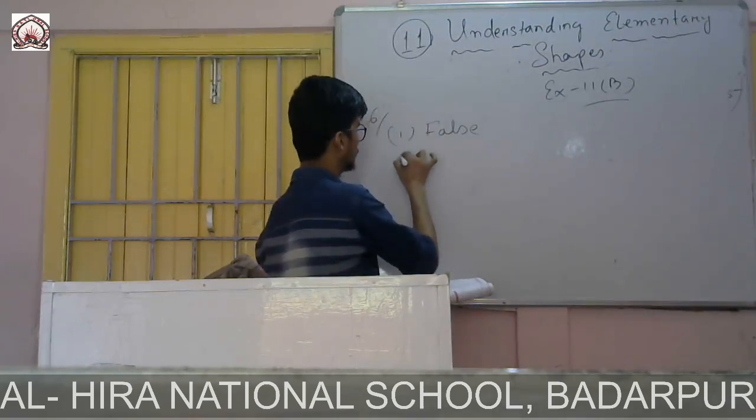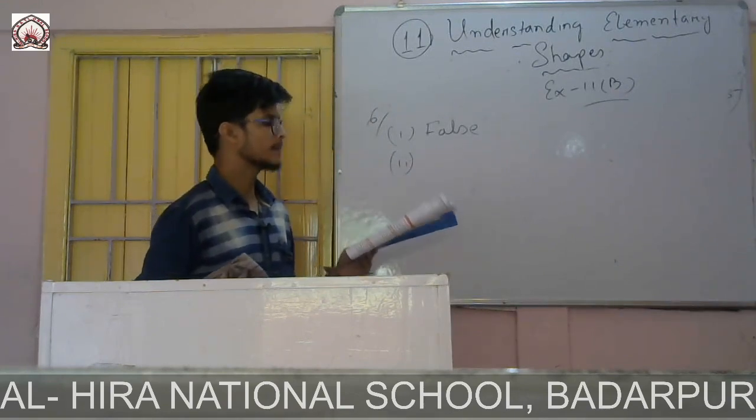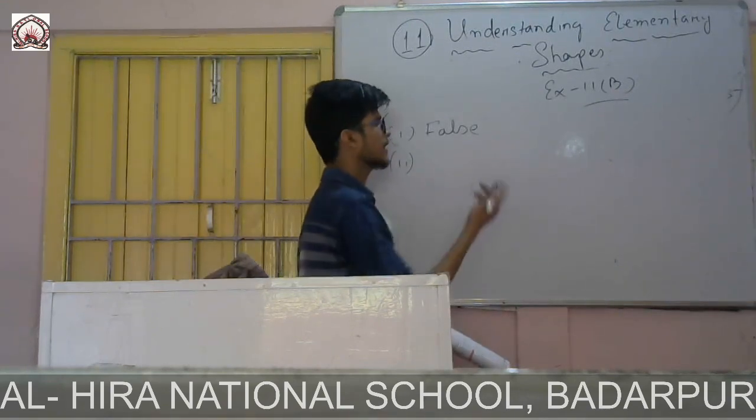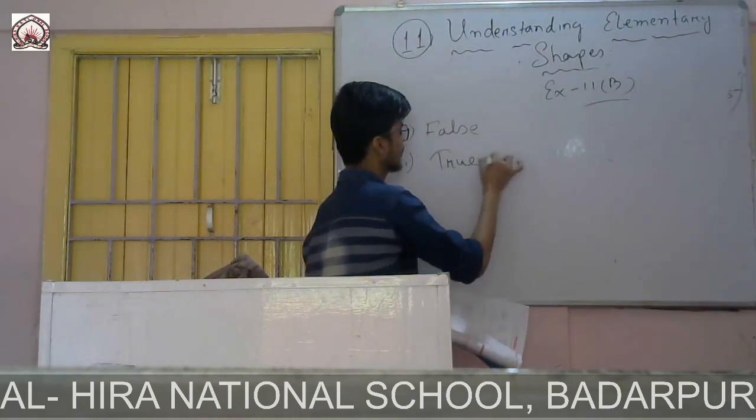Then Roman number 2, you see. If an angle measures 45 degree, then it is acute angle. Yes, if it is 45 degree, that means it is less than 90 degree. So I can say it is acute. So answer will be true.